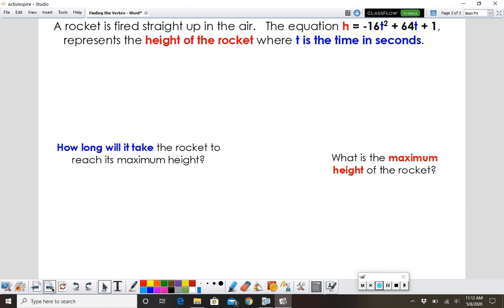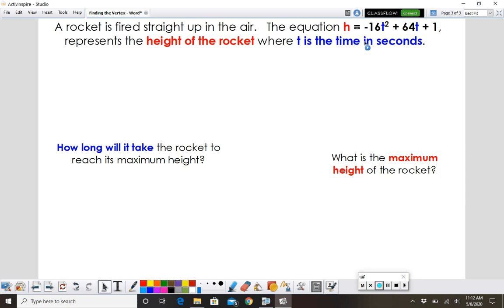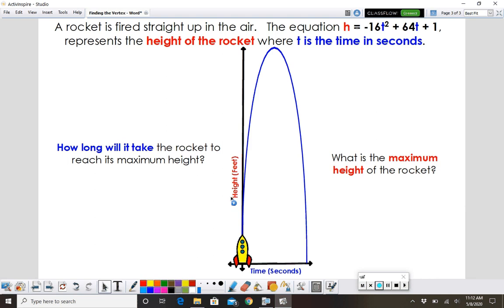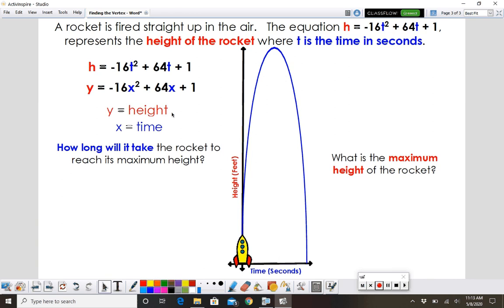Let's try another one. Okay, so a rocket is fired straight up in the air. So this is what this situation looks like. A rocket's being fired straight up in the air. Its height is equal to negative 16t squared plus 64t plus 1. The h we have in this formula represents the height, and the t value is the time in seconds. So don't forget, this h is the same as the y, the x is the same as the t, and we're talking about our height and our time. We can see that in our graph right here.